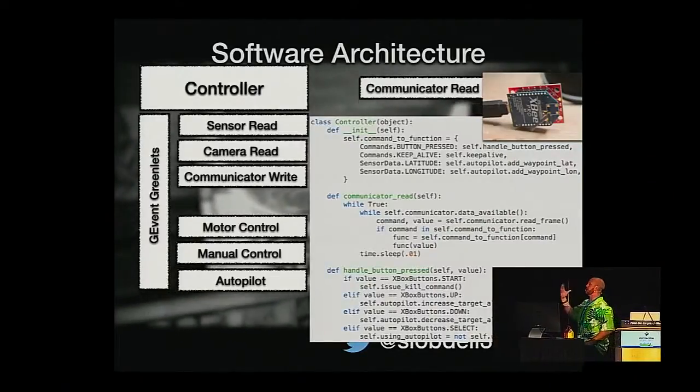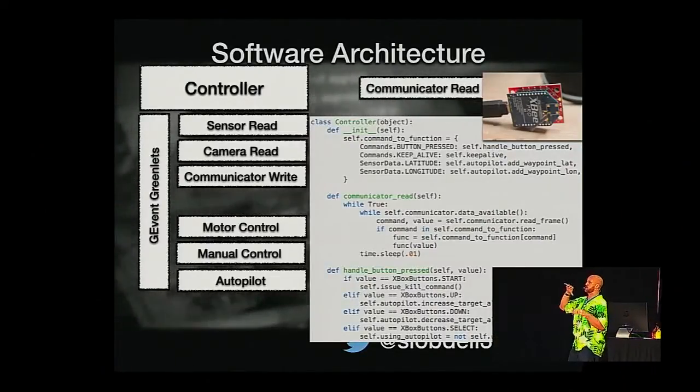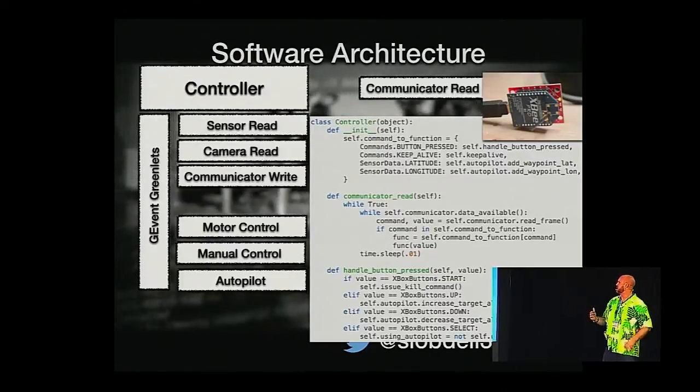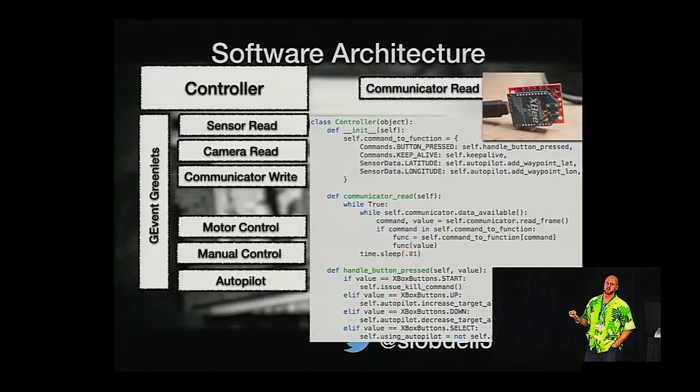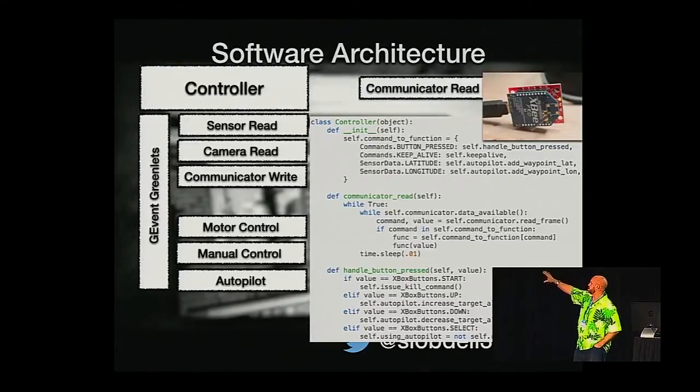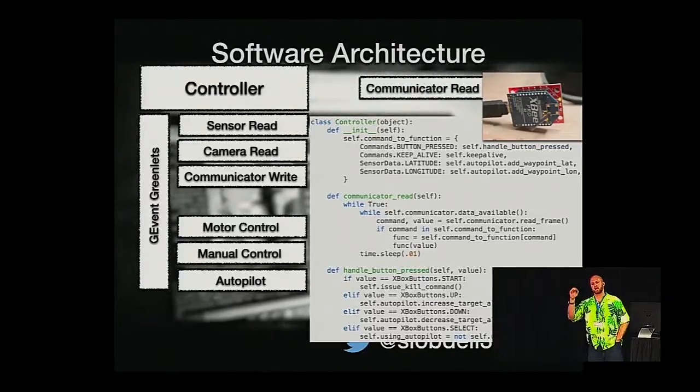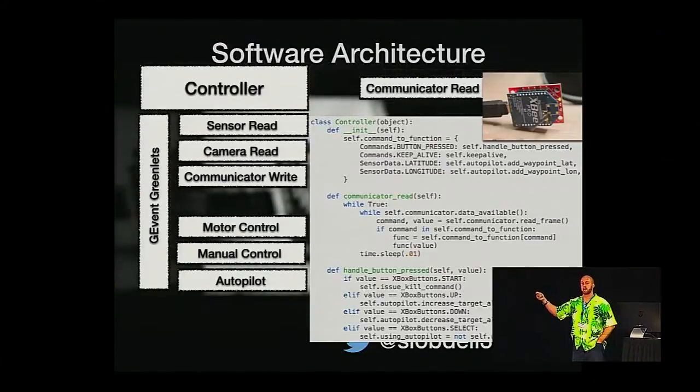So on the receiving end, I have a reader and a writer on both the controller and the client. And all this is doing is interpreting that stream and taking the appropriate action. So the basic pattern is up here. I have a dictionary that has the command and then the appropriate function that it maps to. And then it's going to call that function as soon as it gets the command, and it's going to pass in the value that we got.